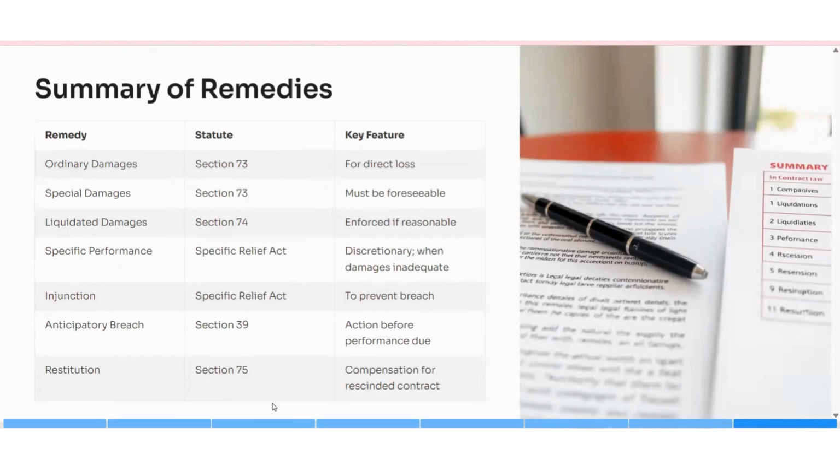Now, coming to the summary of remedies. Ordinary damages are provided under Section 73 for direct loss. Special damages are provided again under Section 73, and must be foreseeable. Liquidated damages, Section 74, enforced if reasonable. Specific performance, Specific Relief Act, discretionary when damages are inadequate. Injunction is again provided under the Specific Relief Act to prevent breach. Anticipatory breach is provided under Section 39, action before performance is due. Restitution is provided under Section 75, compensation for a rescinded contract. With this I would end here.